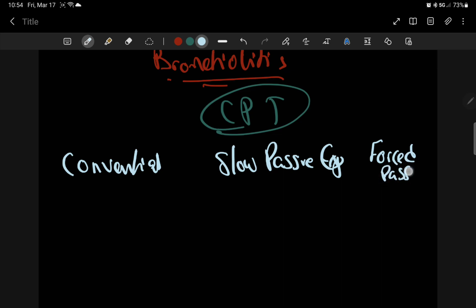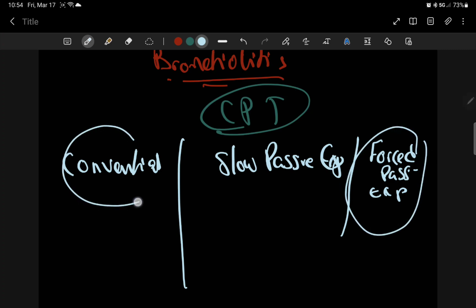passive expiratory CPT. And they said, okay, patients with mild to moderate disease benefited from the forced expiratory plus the conventional in only one trial where there were 13 patients. If you use the forced passive with the conventional, on admission, you'll see immediate relief and improvement.